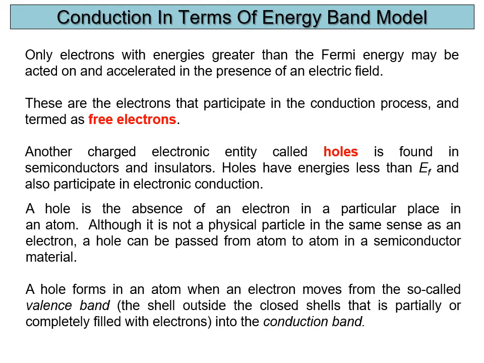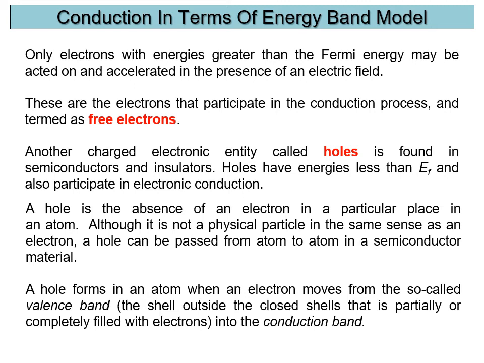Conduction in terms of the energy band model. Only electrons with energies greater than the Fermi energy may be acted on and accelerated in the presence of an electric field. So the electrons with energy greater than the Fermi energy can be used to conduct electricity. These are the electrons that participate in the conduction process and are termed free electrons.